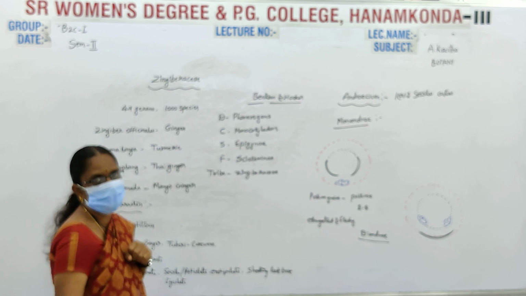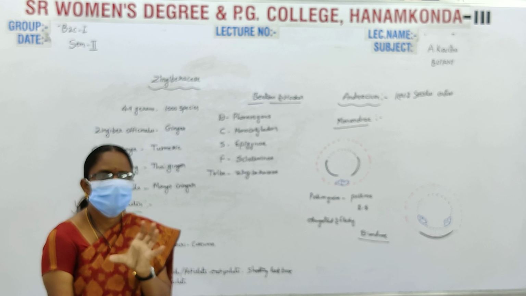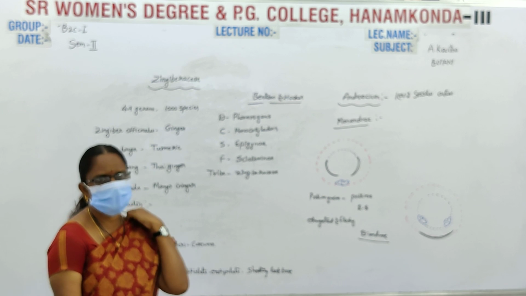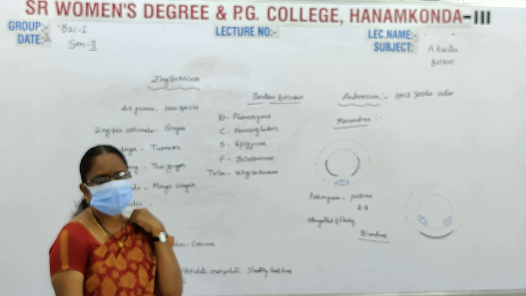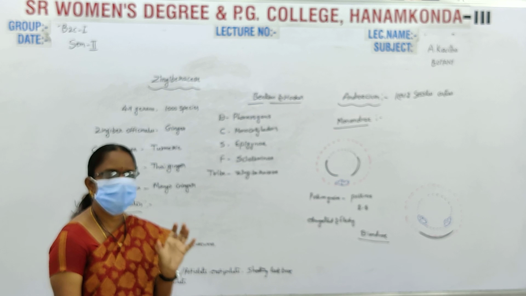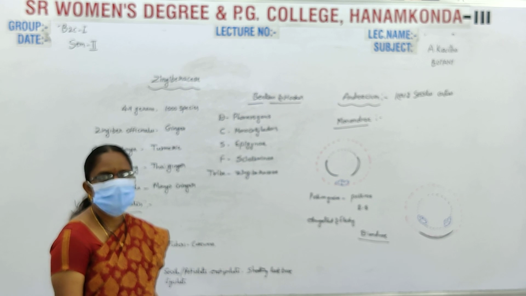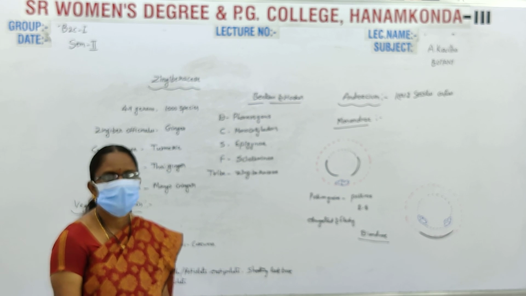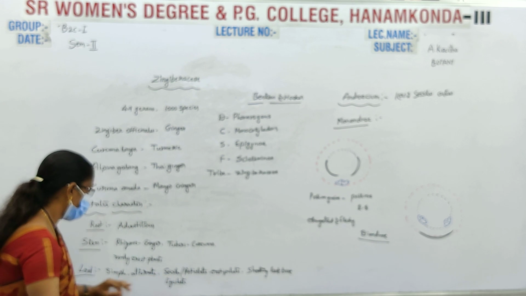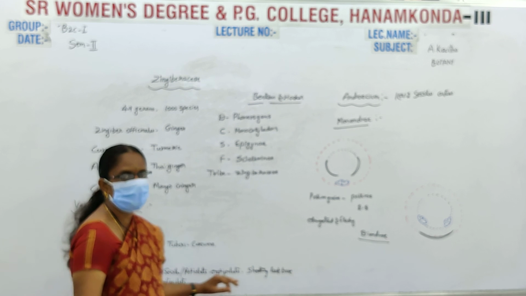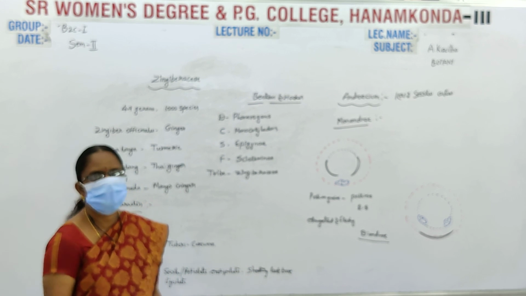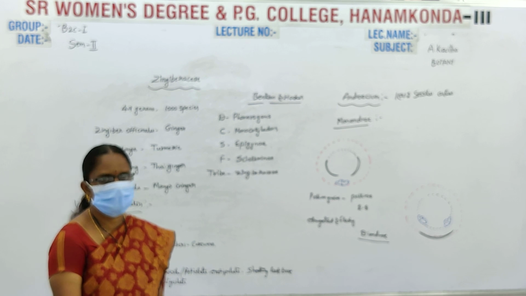Ligulate means ligule is present. Ligule means, for example, between the lamina and the sheathing leaf base, one small thin membranous structure is present, that is called ligule. Ligule is also present in this family. Leaves simple, alternate, sessile or petiolate, exstipulate, sheathing leaf base and ligulate.